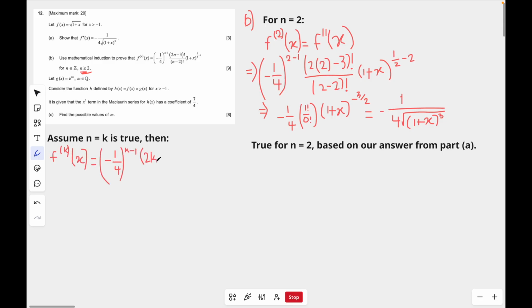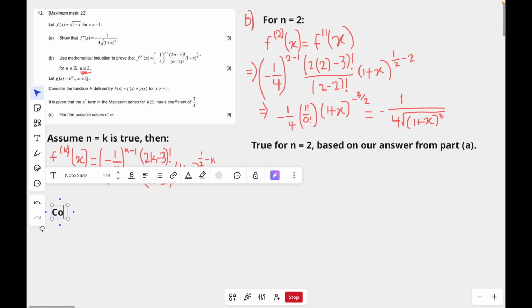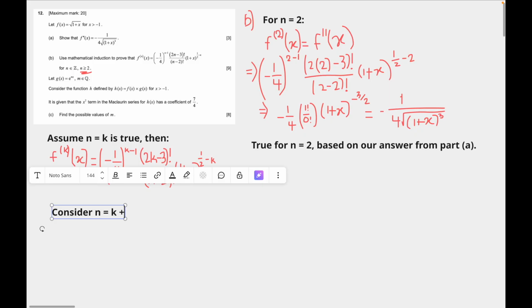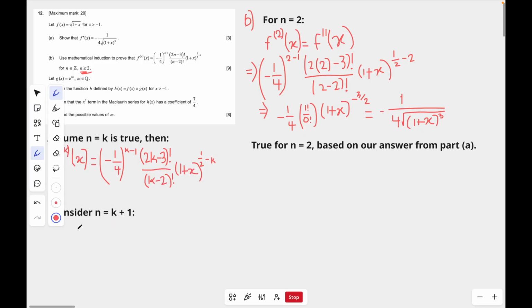If this is the case, we can consider the case that n equals k plus 1, and evaluate the left-hand side and right-hand side of the formula separately. If they indeed equal each other, then we are able to prove by the principle of mathematical induction that the formula holds true for all cases given that n is larger than 2.